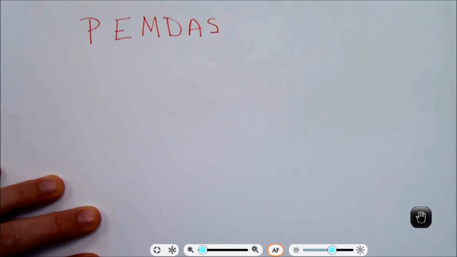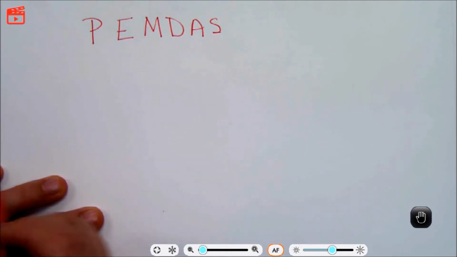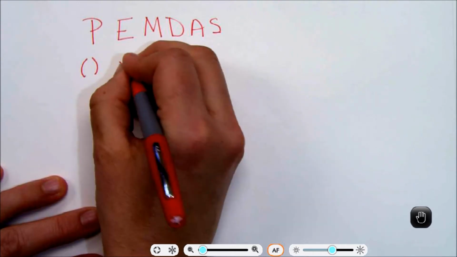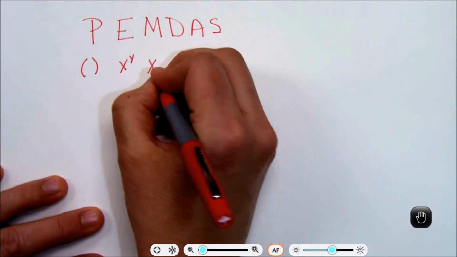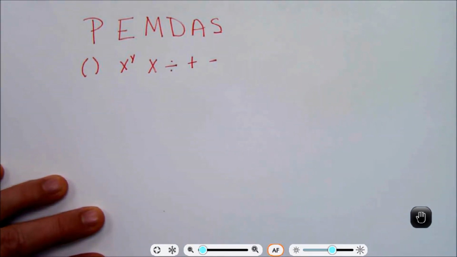A way of remembering that was, please excuse my dear Aunt Sally. Sorry about my writing. Anyway, please excuse my dear Aunt Sally. What this was trying to teach us is to remember that we do parentheses first, exponents second, multiplication, then division, then addition, then subtraction. A lot of us were getting confused by this because of multiple things.